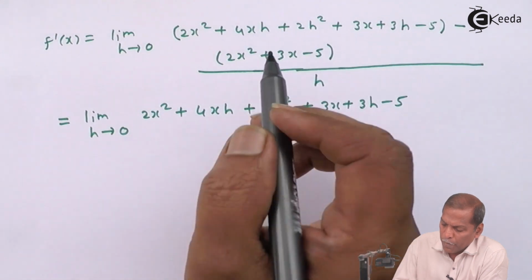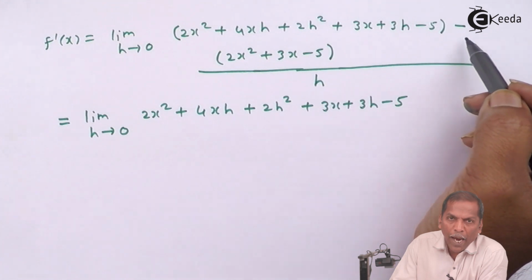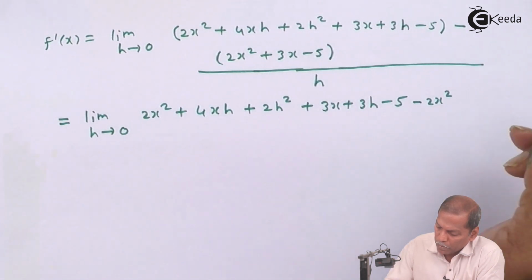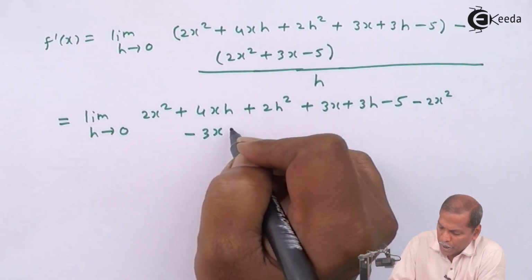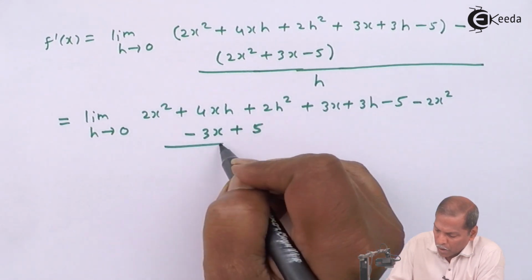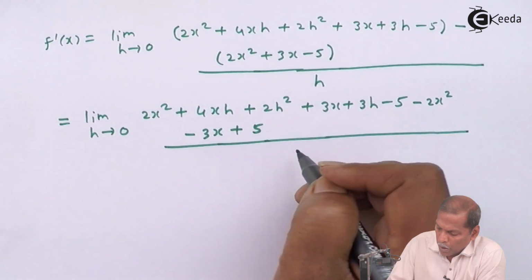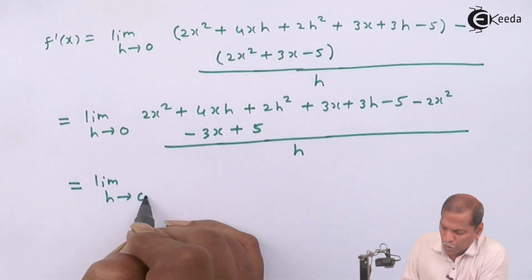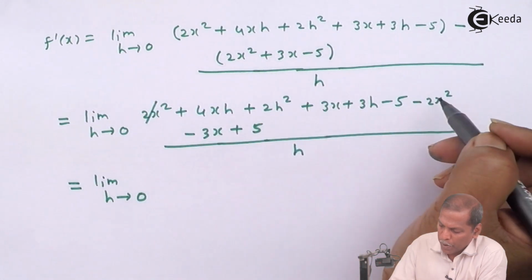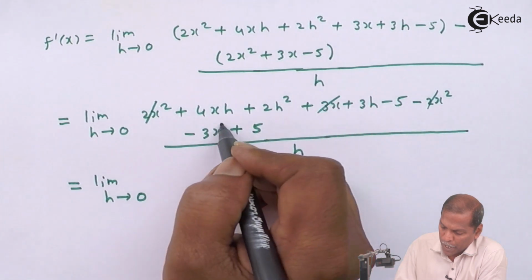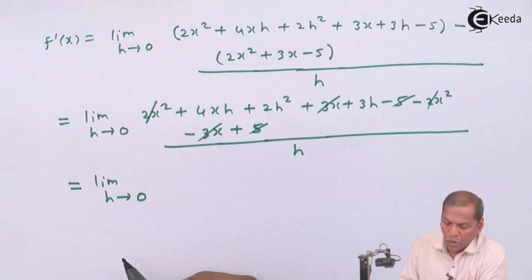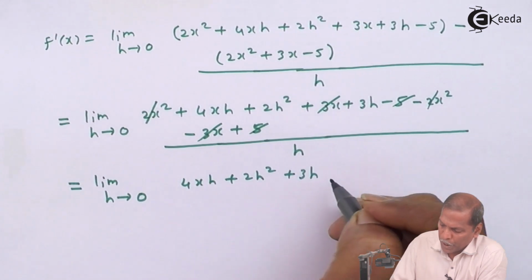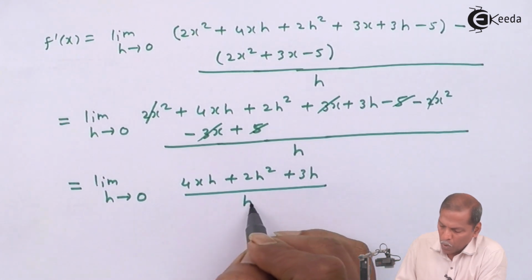Then for the second bracket, the outside sign is minus. So on simplifying the bracket we get minus 2x square minus 3x plus 5, and then the whole thing divided by h. So is equal to limit h tends to 0. Now here we cancel plus 2x square minus 2x square, then plus 3x minus 3x, and minus 5 plus 5. The remaining terms are 4xh plus 2h square plus 3h, whole thing divided by h.